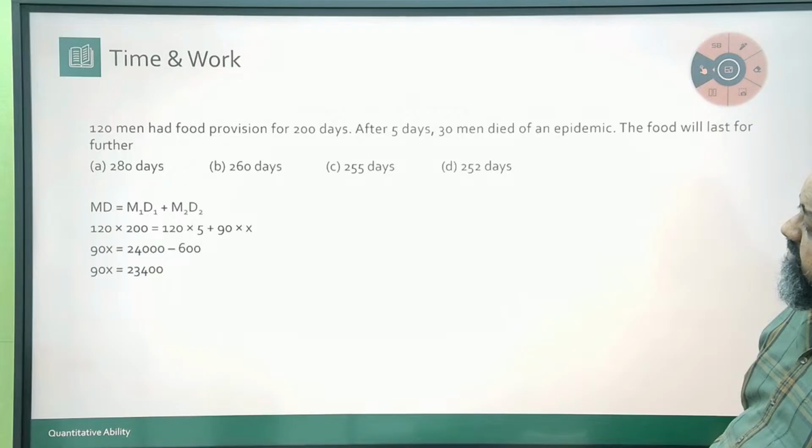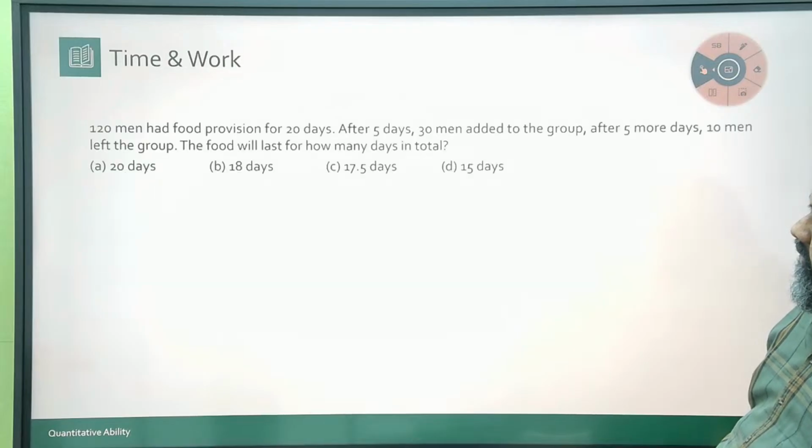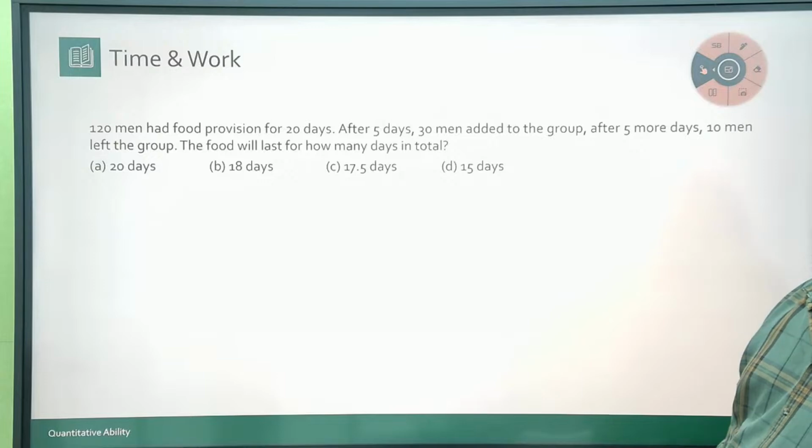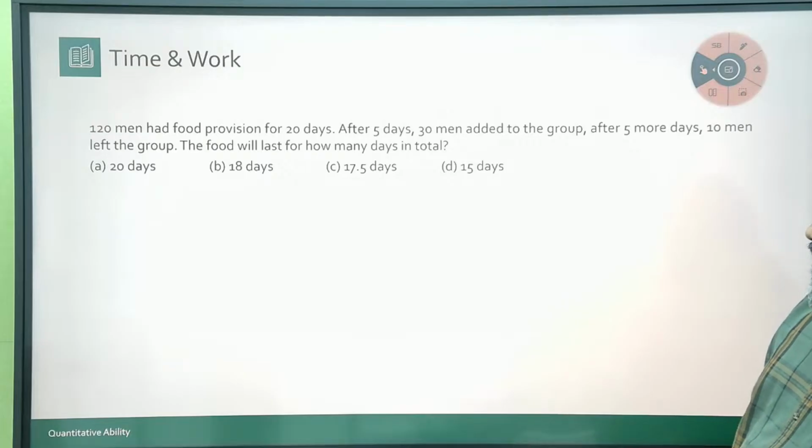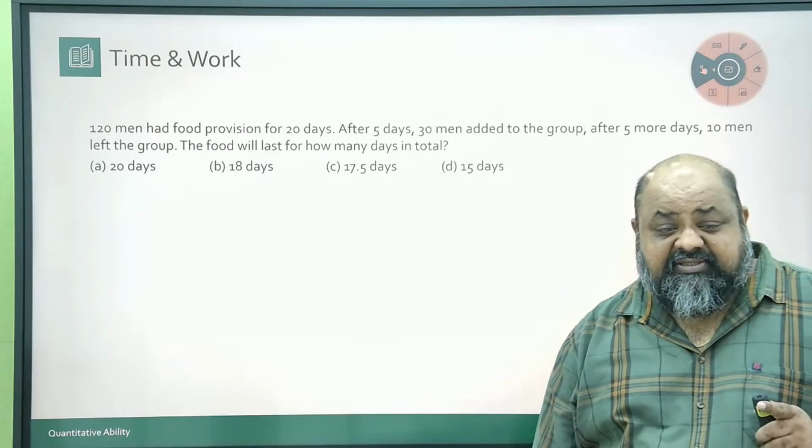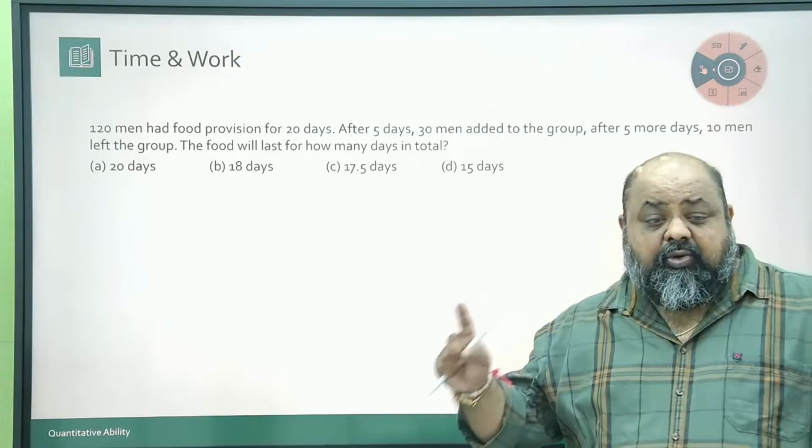If we have multiple changes, 120 men, provisions for 20 days. After 5 days, 30 men added to the group. After 5 more days, 10 men left the group. The food will last for how many days in total?